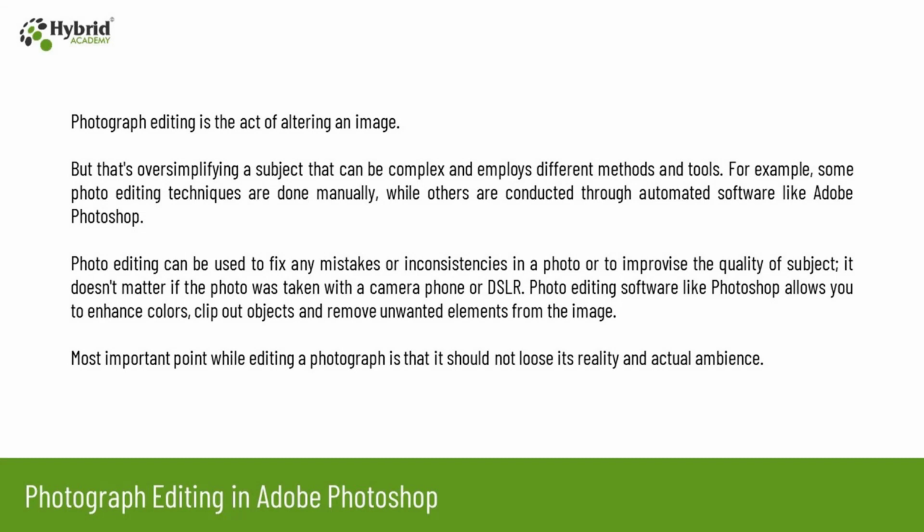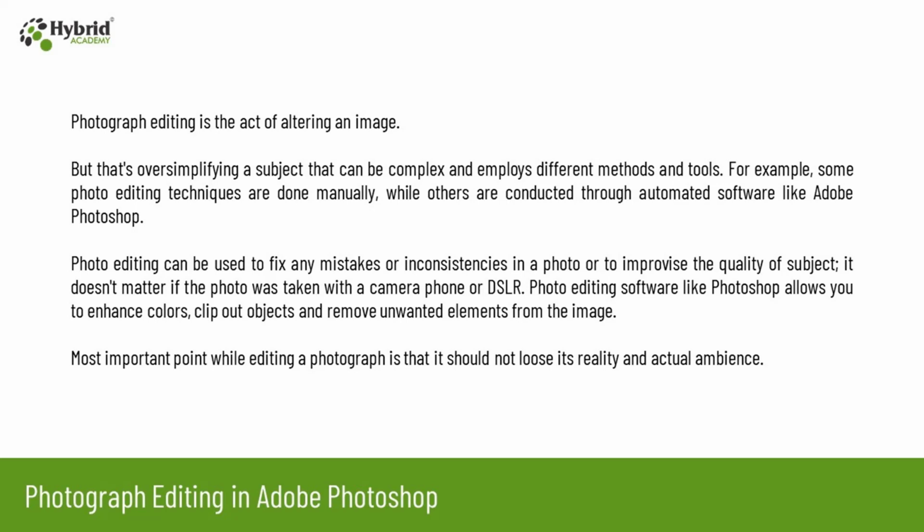Photograph editing is the act of altering an image. But that's oversimplifying a subject that can be complex and employs different methods and tools. For example, some photo editing techniques are done manually, while others are conducted through automated software like Adobe Photoshop. Photo editing can be used to fix any mistakes or inconsistencies in a photo or to improve the quality of the subject. It doesn't matter if the photo was taken with a camera phone or a DSLR. Photo editing software like Photoshop allows you to enhance colors, clip out objects, or remove unwanted elements from the image. The most important point while editing a photograph is that it should not lose its reality and actual ambience.